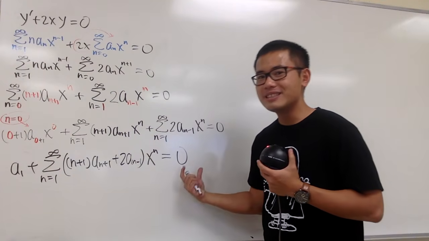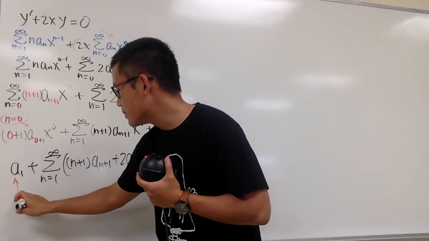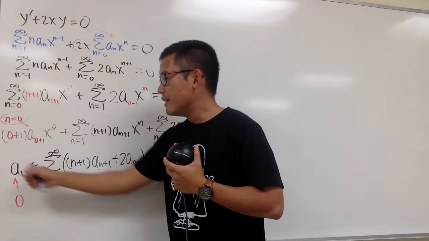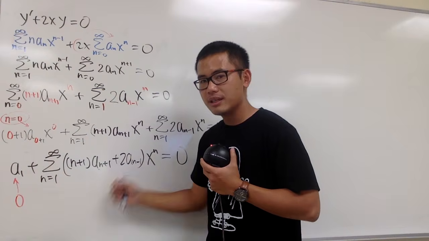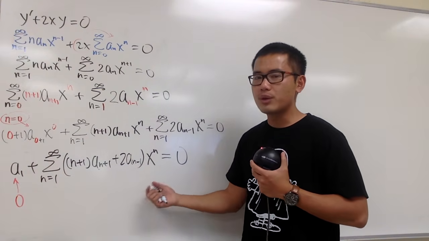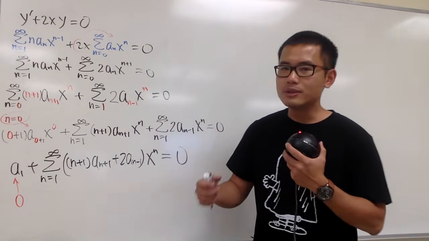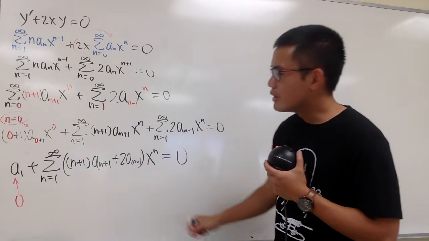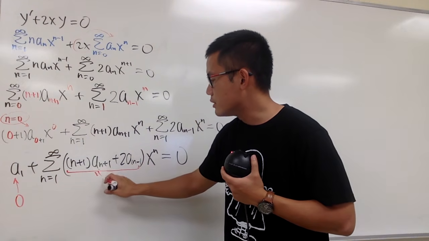And now you see on the right hand side, it's all equal to 0. That means a1 has to be equal to 0. It has to be, because on the left hand side, this is the constant term. Everything in this series, when n is equal to 1, you have x. When n is equal to 2, you have x squared, and so on. Well, this is a polynomial with variables, and the constant term has to be 0 in order to make the right hand side 0. And also, the coefficients of each term all have to be 0 as well, right?